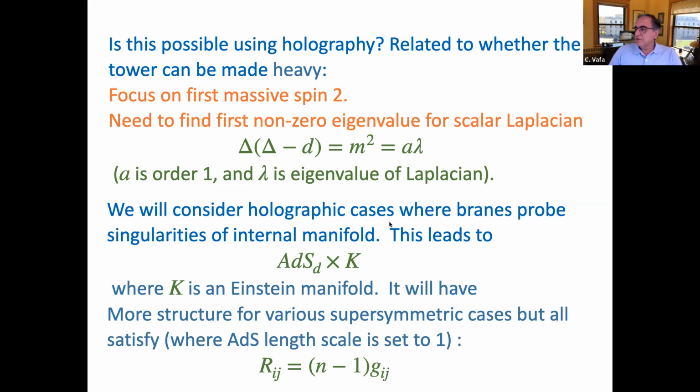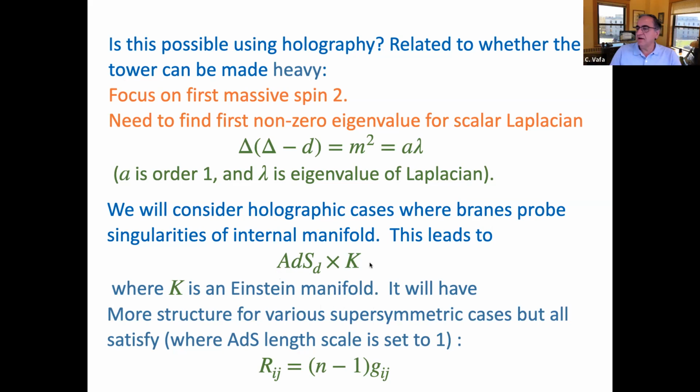Now, we will consider holographic cases where branes probe singularities of internal manifolds. So you imagine having a brane approaching a singularity of some manifold and giving rise to a conformal field theory. A large number of conformal field theories that we know of arise in this way in the holographic context. And this leads to a geometry which is AdS times K, where K is an Einstein manifold, together with suitable flux, which replaces the brane in the dual holographic setup.